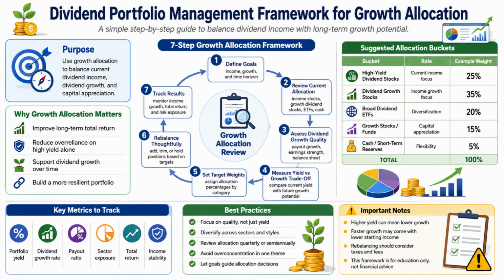In simple terms, dividend growth allocation is about finding the right balance between income today and growth tomorrow. By defining goals, reviewing allocation, assessing quality, comparing yield with growth, setting target weights, rebalancing wisely, and tracking results, investors can build a more organized dividend portfolio framework.